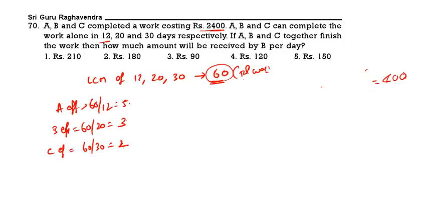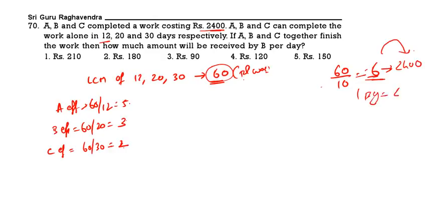2400 is the total work cost. That means if they are working together, in how many days will they finish? 6 days. So the price for 6 days is given as 2400. 6 days price is 2400, so 1 day is equal to 400.